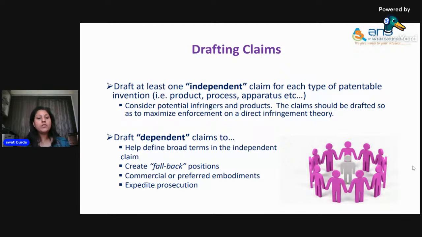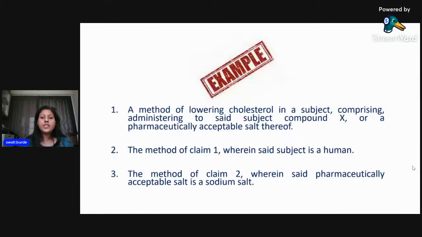Then dependent claims. Dependent claims are the claims which depend on the independent claim, that is the first claim. And these are the further elements which we want to claim, specific elements regarding any component of the independent claim. For example, see here the first claim is a method of lowering cholesterol in a subject. So it is a method claim. First of all, I would like to tell that for a method, the language should be in the form of 'ing', meaning it should have the steps. Steps means adding, making, heating. So this is the language we use for claiming a method.